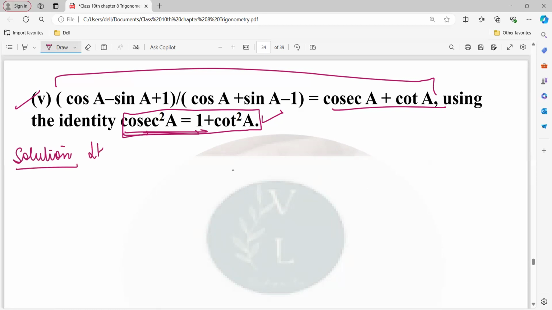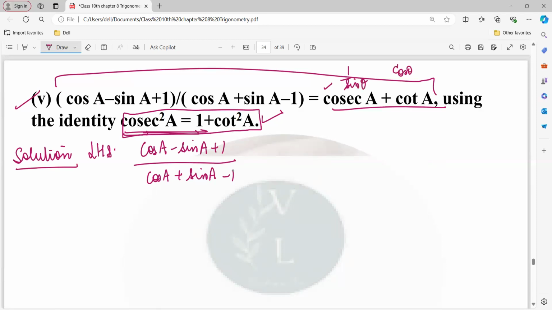Let's take the left hand side. So the left hand side we have is (cos A minus sin A plus 1) upon (cos A plus sin A minus 1). Now, looking at the right side, we want the answer in cosecant and cot. How can we get cosecant and cot? When we have 1 upon sin or cos upon sin, then we'll get cosecant and cot, right? We have cos and sin.